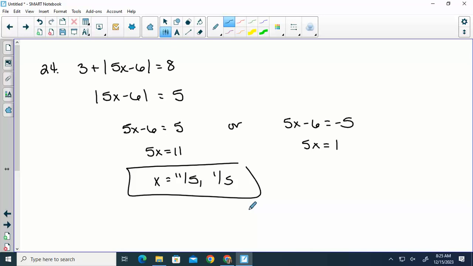Plug them back in and check it. So on problem number 23, when you solved your two separate equations, you should have gotten 6 and 1. But I said the final answer was only 6. Why? 1 didn't work when you checked it. Right. We're okay on 25.